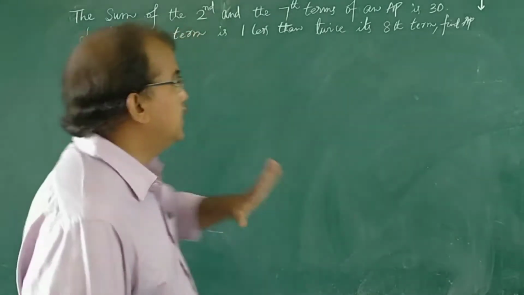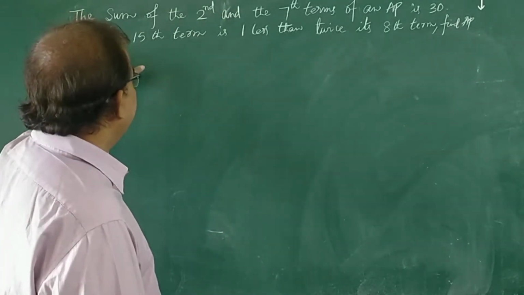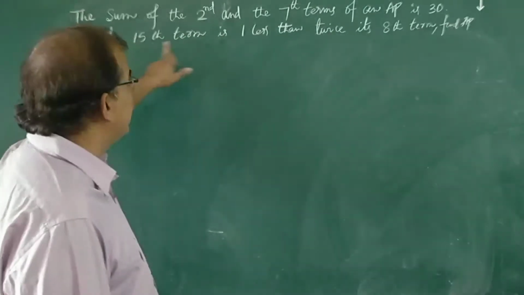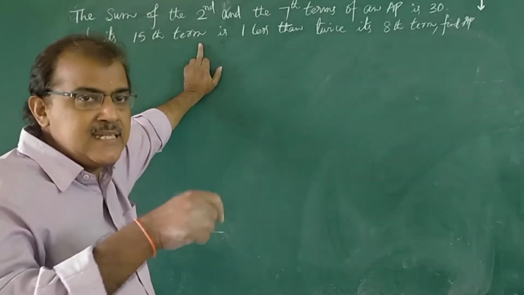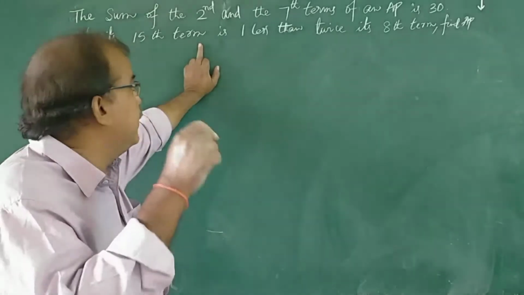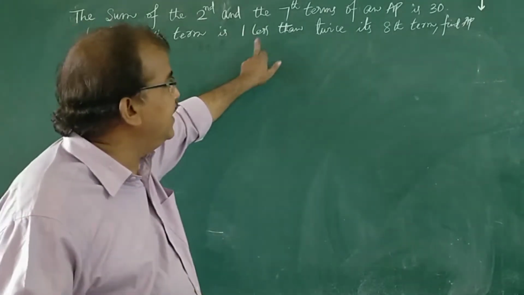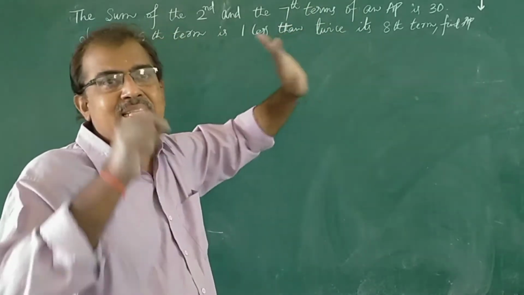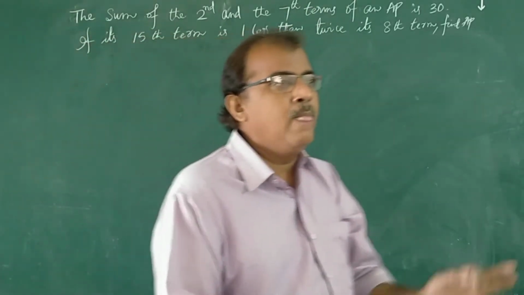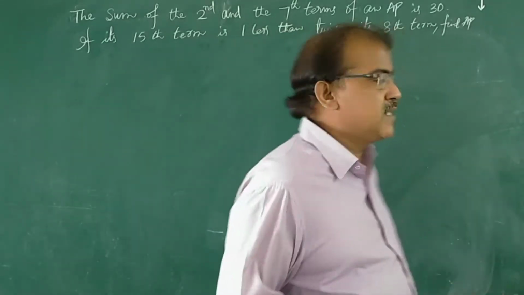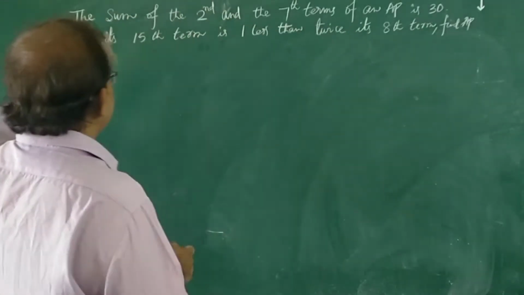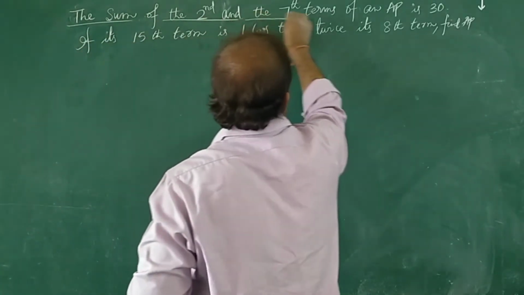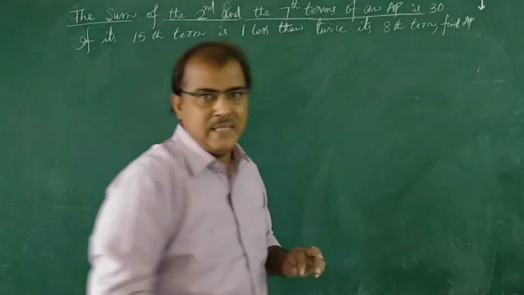The second statement is somewhat tough. If its fifth term is 1 less than twice its eighth term. This condition is somewhat of a problem for some students. So first, I will convert the statement from an English statement to a mathematical statement.